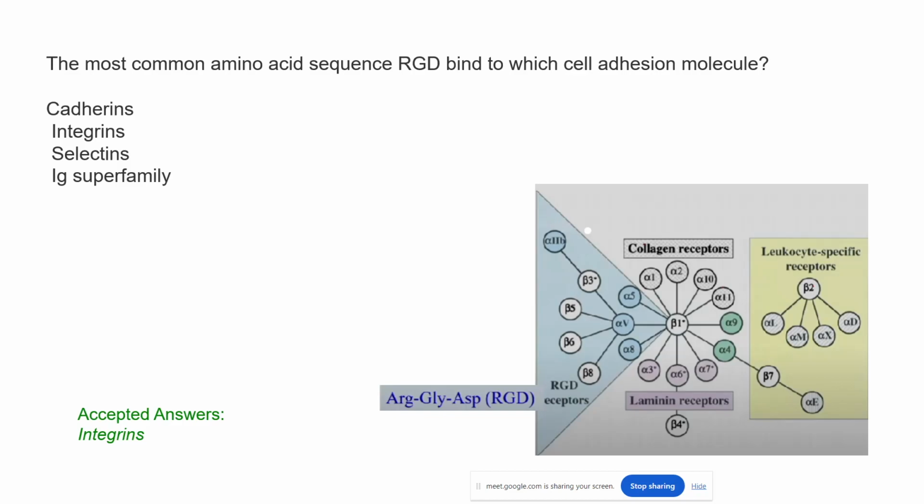Now this was the next question. The most common amino acid sequence RGD binds to which cell adhesion molecule? Cadherins, integrins, selectins, or immunoglobulin superfamily. So here the correct answer would be integrins. RGD has this particular sequence, that is arginine, glycine, and aspartic acid. Integrins have specific RGD receptors, so the RGD binds to these integrins via these ligands.